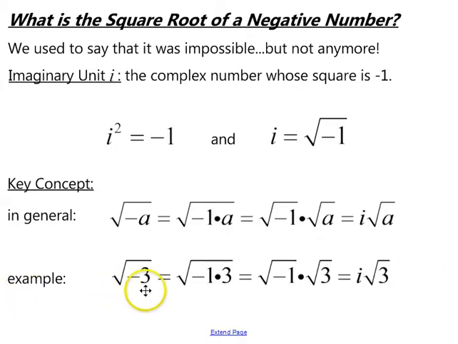So the square root of -3 is really equal to the square root of -1 times 3, and that equals the square root of -1 times the square root of 3. So we can actually jump from our very first part to the last in saying the square root of -3 equals i times the square root of 3.